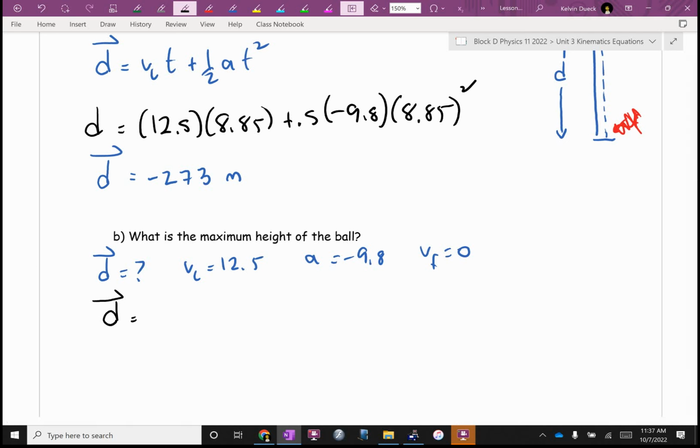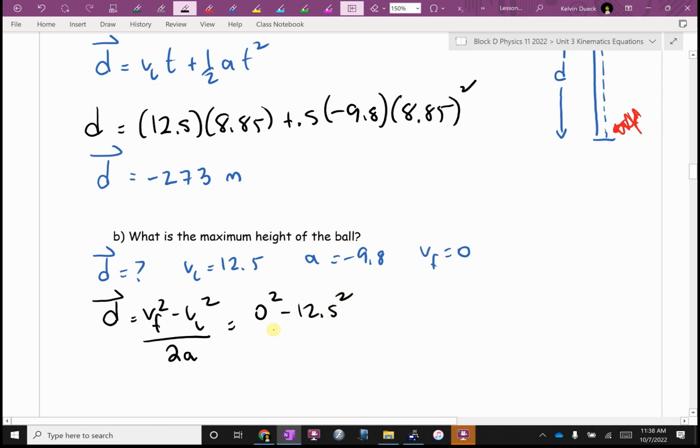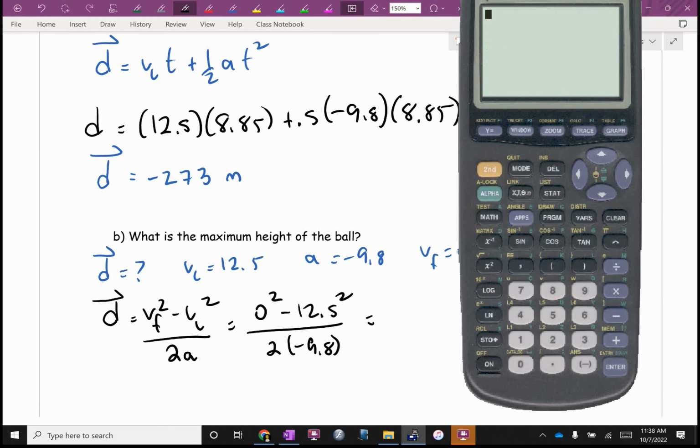Which one, kiddo? Maybe the V squared equals VI squared. Get the D by itself, please. Yes, it would be the VF squared equals VI squared plus 2AD. So the VF squared minus VI squared divided by 2a. I totally agree. And so you're going to get 0 squared minus 12.5 squared all over 2 times negative 9.8. Is this a fraction? Yes. Is there more than one thing on the top? Brackets around the top. Of course, I don't have to remind all of you to be following along on your calculator.